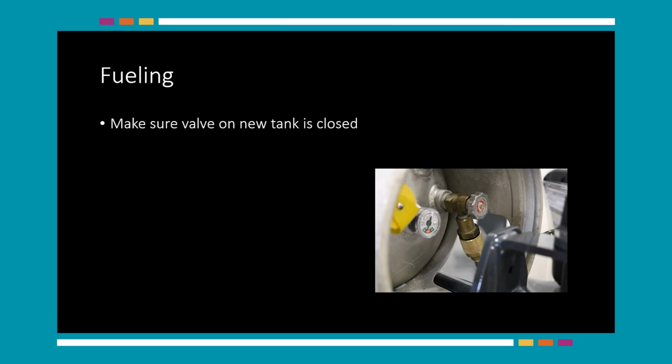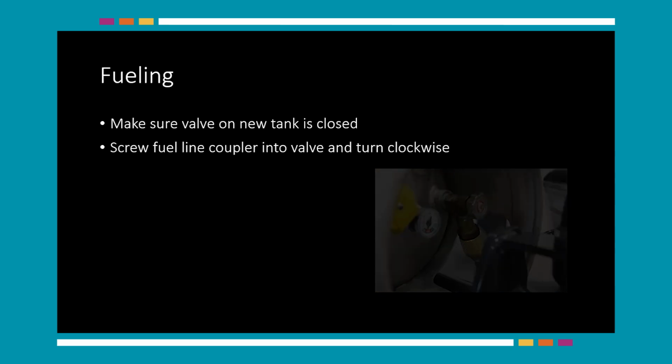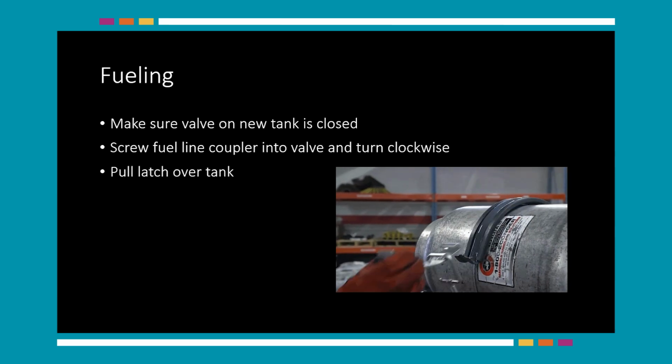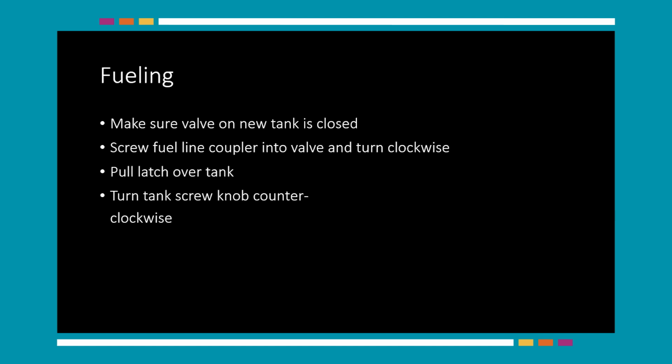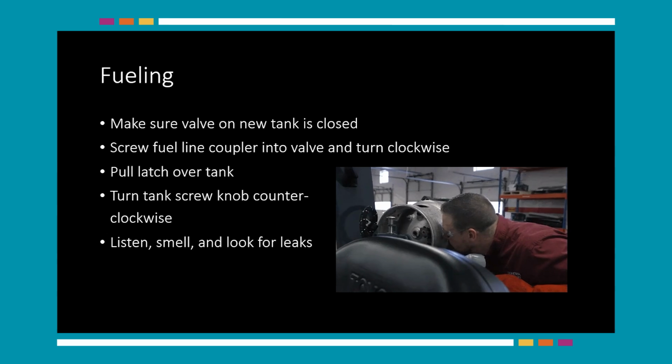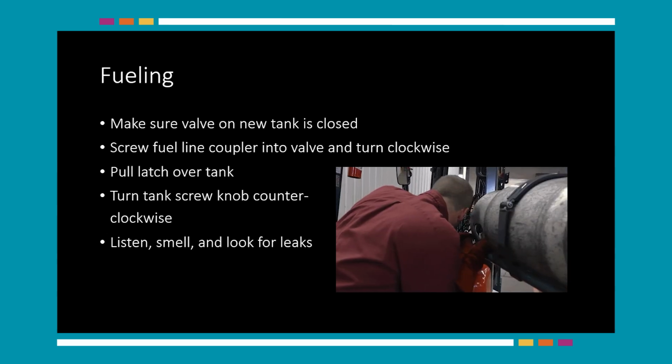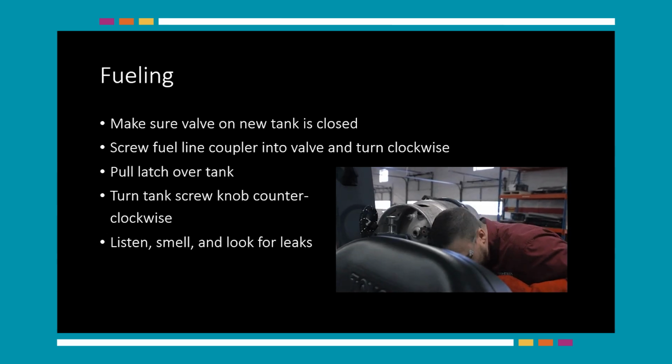Make sure the valve on the new tank is closed. Then take the fuel line coupler and screw it into the valve. Turn it clockwise until it's tight. Pull the latch over the tank and secure it. Turn the tank screw knob counterclockwise until you can't anymore. You should hear a soft hissing noise that lasts for 1 to 3 seconds while opening the valve. Listen, smell, and look for leaks. If you do have a leak, close the valve immediately and ventilate the area.